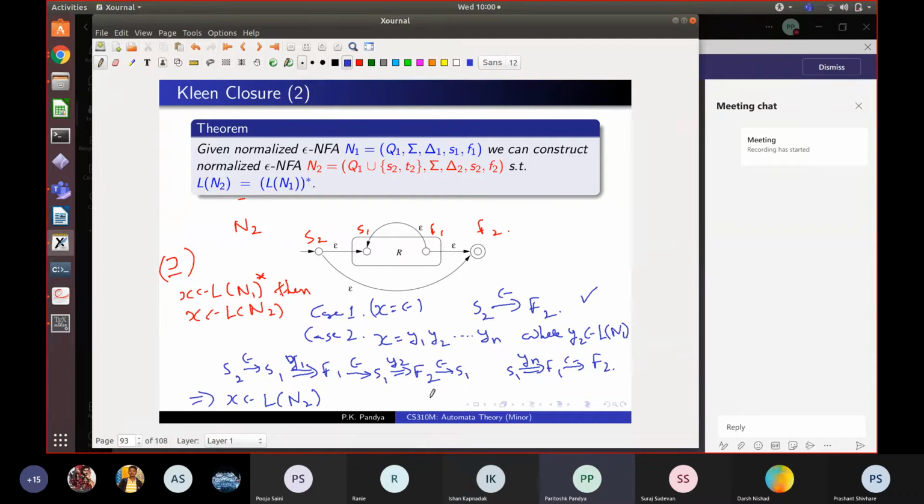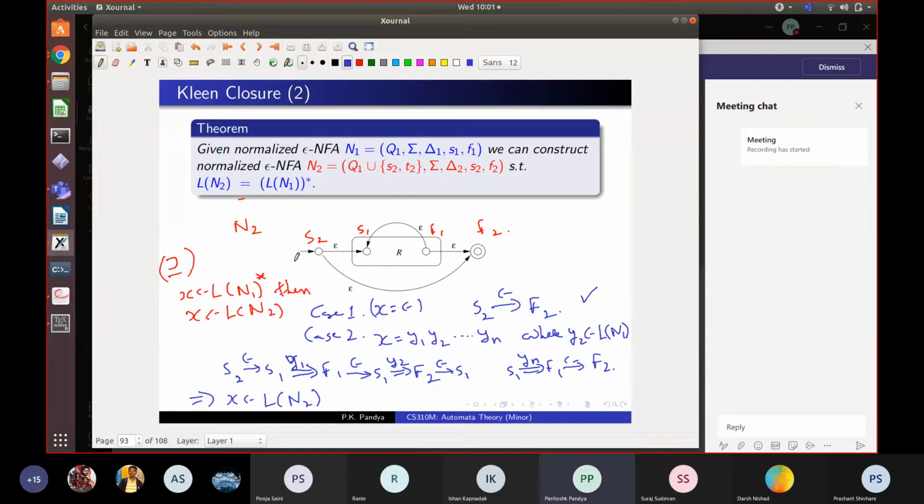But the proof is clear that every word which is in the Kleene closure of the language of N1 is accepted by N2. Because those words can only be of one of these two forms, and in both cases we have an accepting run of N2.